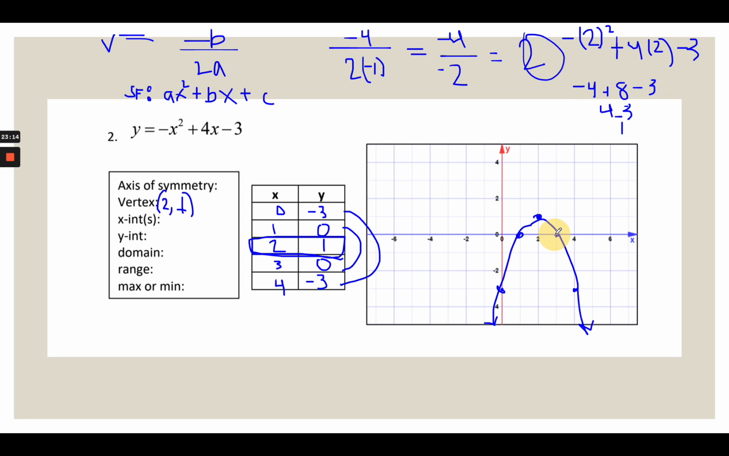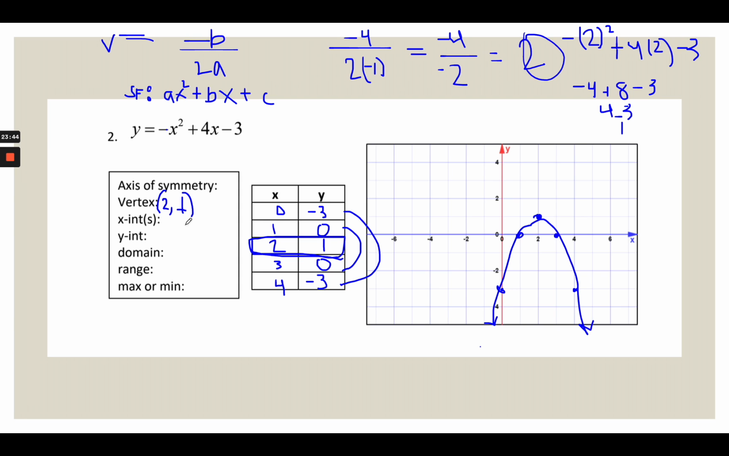So you might notice that this parabola is flipped upside down. It's pointing down. It looks more like a hill instead of a U shape. And that is because of this negative sign right here. So if you have a negative in front of your quadratic, it's going to reflect your parabola over the x-axis, aka it's going to flip it, so that it's upside down.